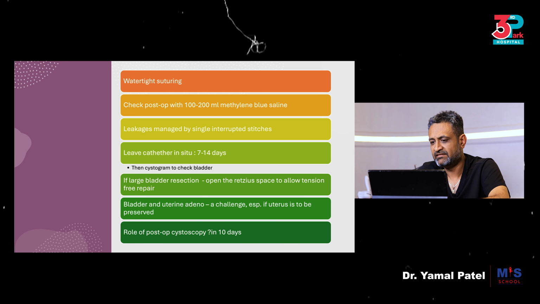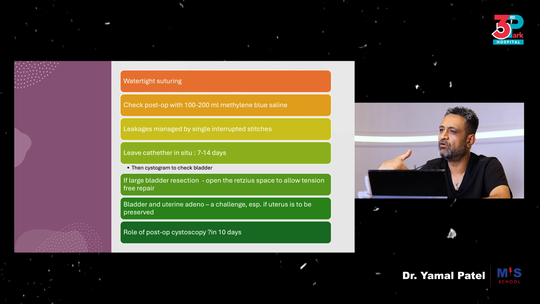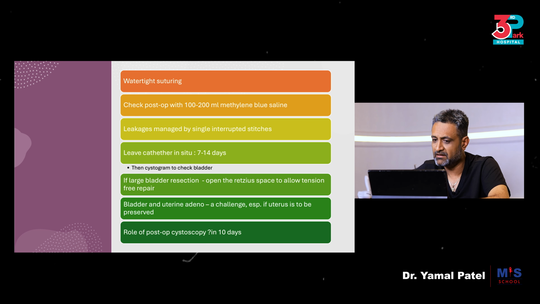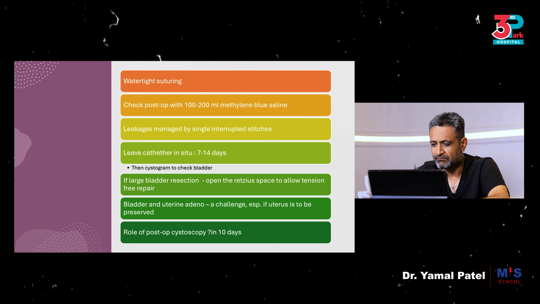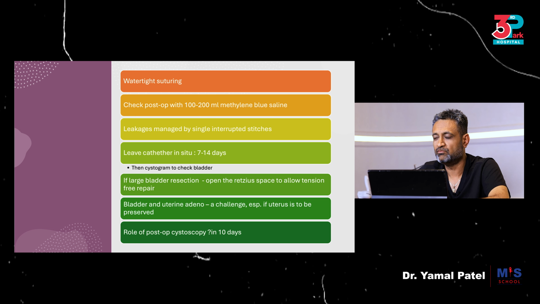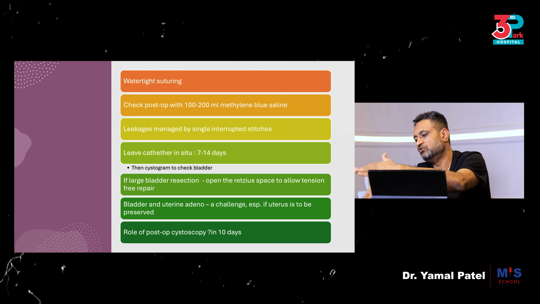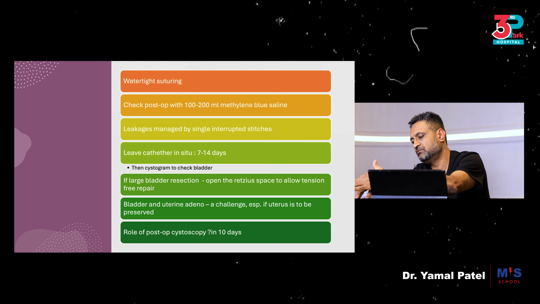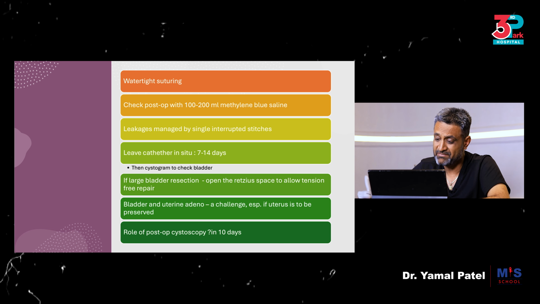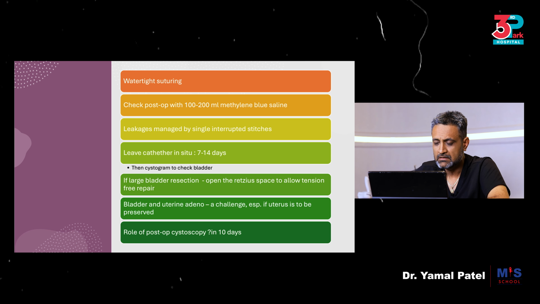If it's a large bladder resection, open the space of Retzius to allow tension-free repair, so let it fall down. Don't let it be retained stuck to the anterior abdominal wall. Bladder and uterine adenomyosis can be a challenge, especially if the uterus is to be preserved, because if there is adeno in that area, you will not be able to resect all of it. So you resect the bladder nodule, but you have adeno here, it's going to regrow into that bladder. So it becomes a challenge when you have adeno at that area near the bladder nodule.